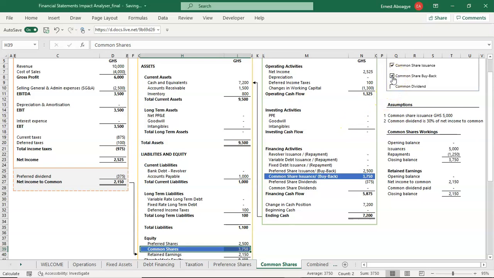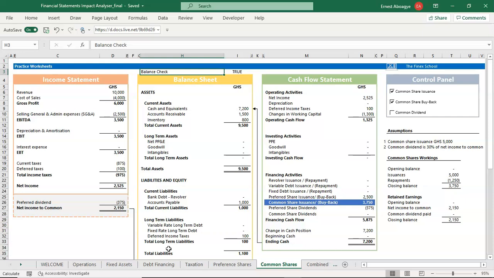If we buy back some of the shares, in this case we bought back 1,250 of the common shares. Because we issued 5,000 and got physical cash of 5,000, and then later within the year we bought back 1,250, that reduced our cash, so our overall cash balance has reduced, and the common share balance has reduced. Realize that our balance sheet still balances.